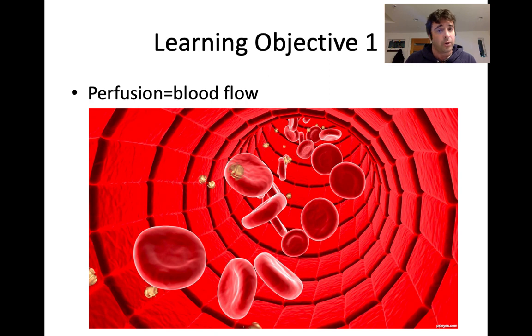We're going to go to learning objective 1. Define perfusion. Perfusion means blood flow. So when you say an organ is perfused, what you're really saying is an organ is receiving blood, or blood is flowing through the blood vessels within that organ.